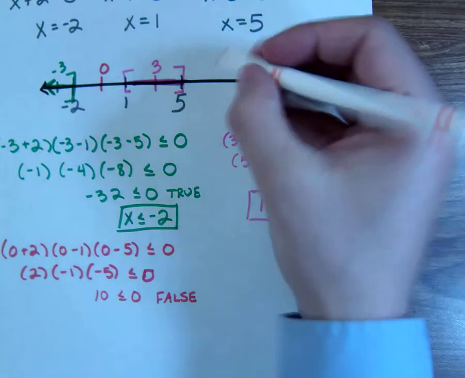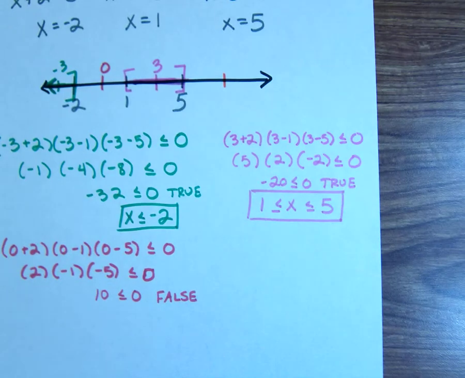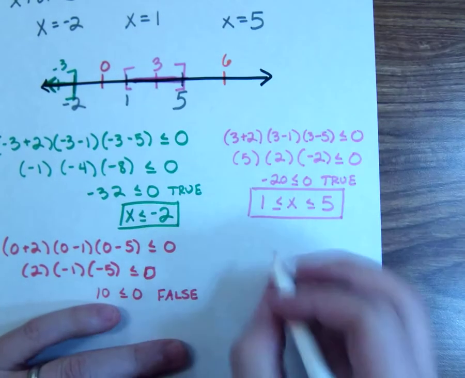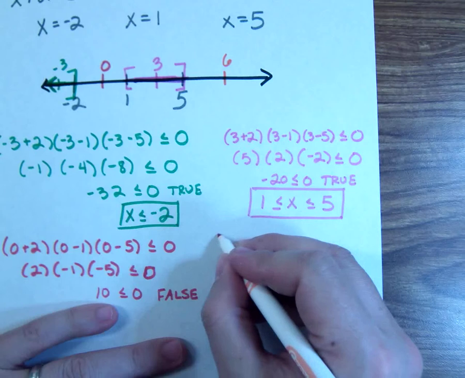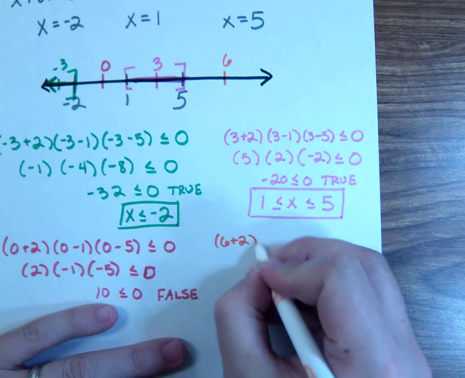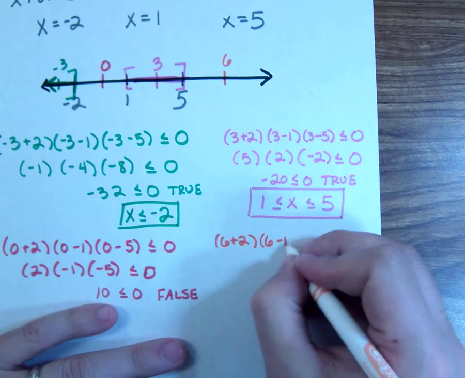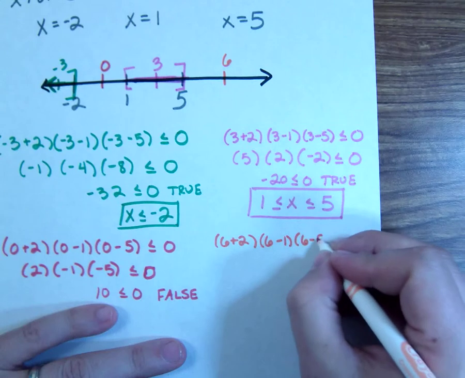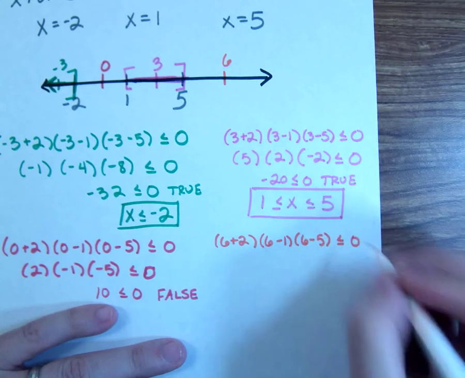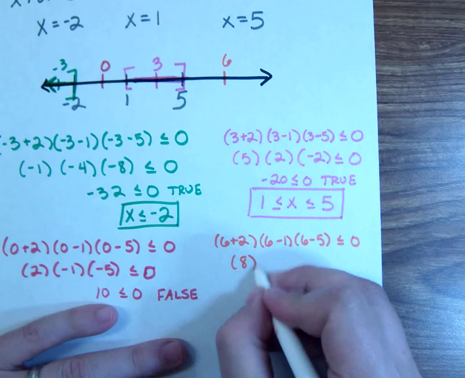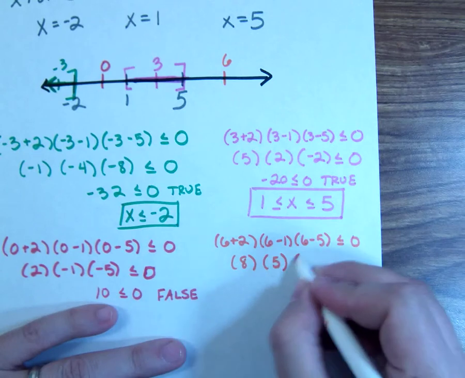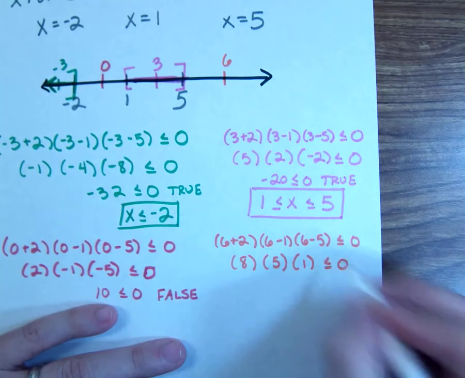Last set, what's a number bigger than 5? Okay. So then we'll do 6 plus 2, 6 minus 1, and 6 minus 5. This one's going to be false because these are all positive. When you multiply a bunch of positives together, no way it's going to end up being less than 0.